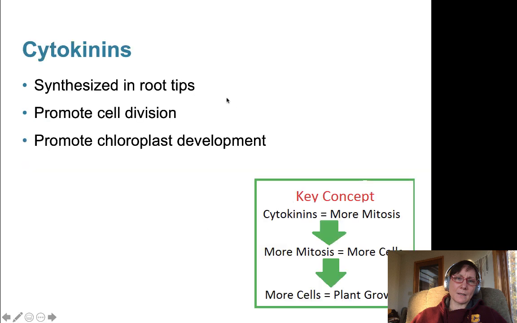Cytokinins are synthesized in root tips. They're going to promote cell division, and so they can be used not only to promote root growth, but they can actually be transported throughout the plant. And then they can go further up into the plant and promote chloroplast development. And so with cytokinins, you get more mitosis, which means you get more cells, which means you get plant growth.